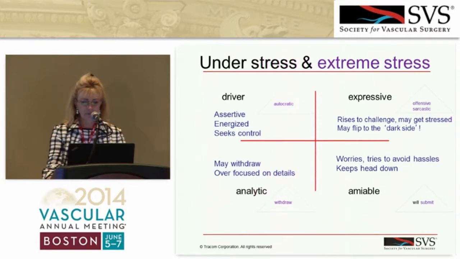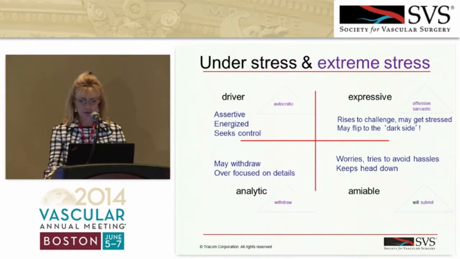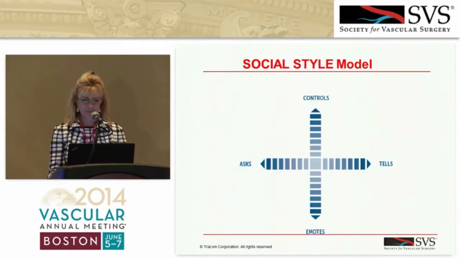And under stress, we have our, as Bhagwan has called it, and you'll see in your booklet, our innate style that we revert back to when we're under stress. I become more assertive and energized and try to figure out a way I can regain control. Expressives want to rise to the challenge. They may get stressed. They may flip to the dark side. They may change how they feel. Analytics may withdraw and focus more on the details, and the amiables worry and try to avoid hassles.